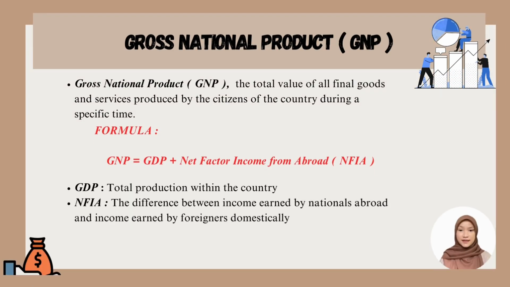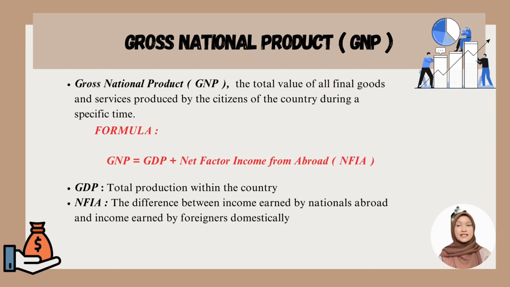Let's move to GNP, which is gross national product. GNP is the total value of all the final products and services produced in a given period by the means of production owned by a country's residents. GNP starts with GDP, gross domestic product, adds residents' investment income from overseas investment, and subtracts foreign residents' investment income earned within a country. Here is the formula: GNP equals GDP plus NFIA.